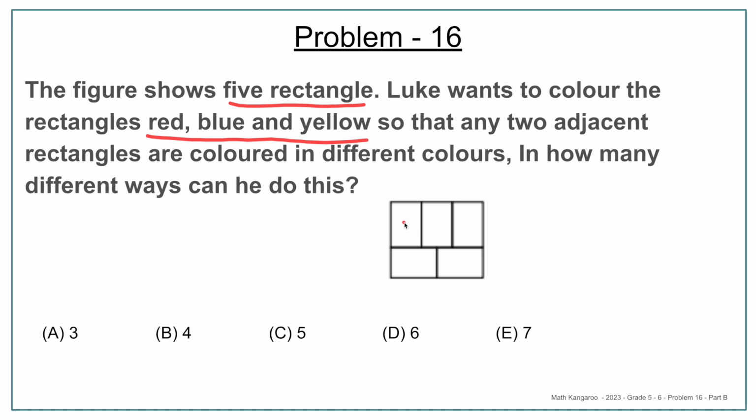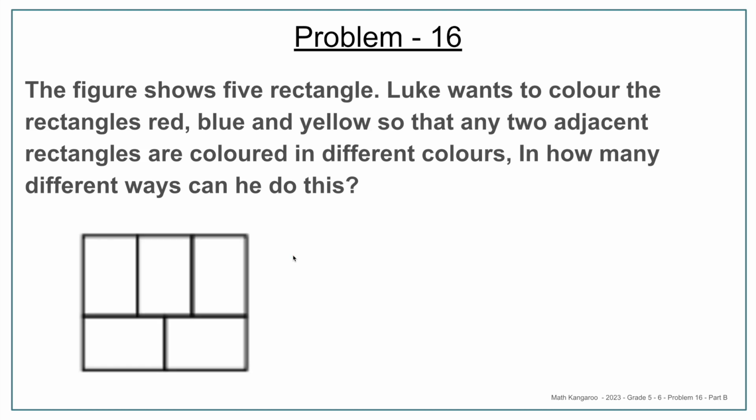So the adjacent rectangles for this one are this and this. For this one, it will be this, this one, and this. For this rectangle, the adjacent would be this one, and for this one it is this one and this one, and the last adjacent rectangle to this one is this one, this one, this one. Now we will choose a coloring approach.